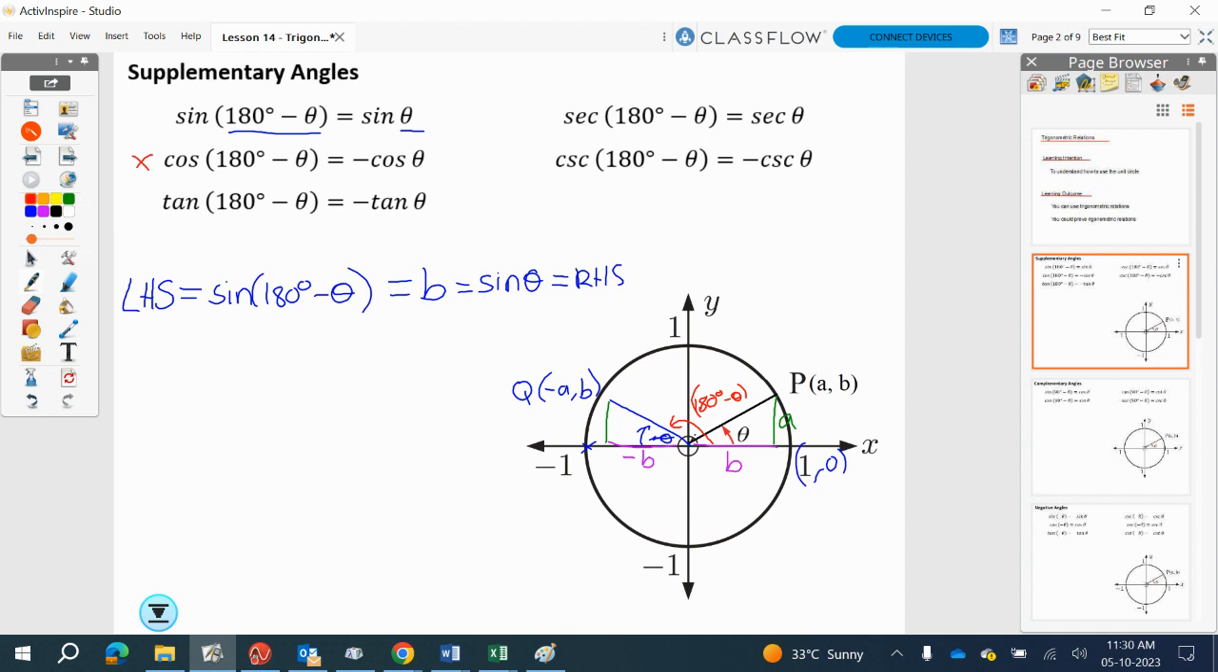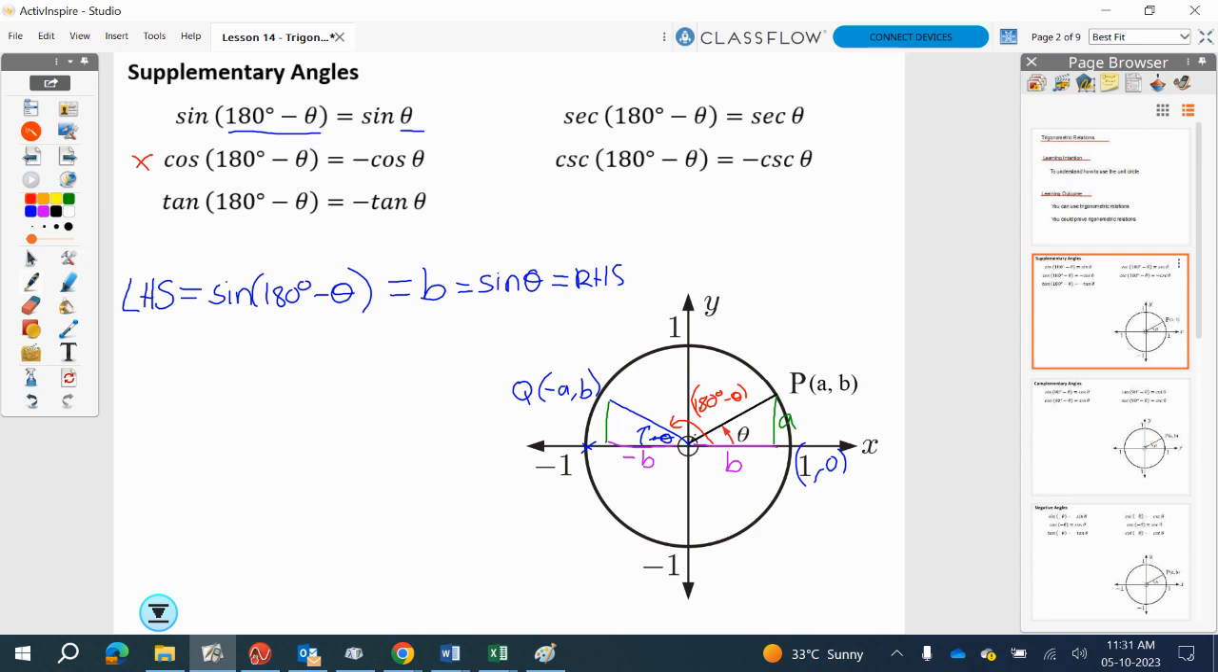Left hand side. So if you're trying to show the equation, you've got to show the cosine of 180 degrees minus theta is equal to minus cosine theta. That's the question. So you start with the right hand side of this equation, and from the unit circle we see that that is minus A. That's equal to the right hand side.